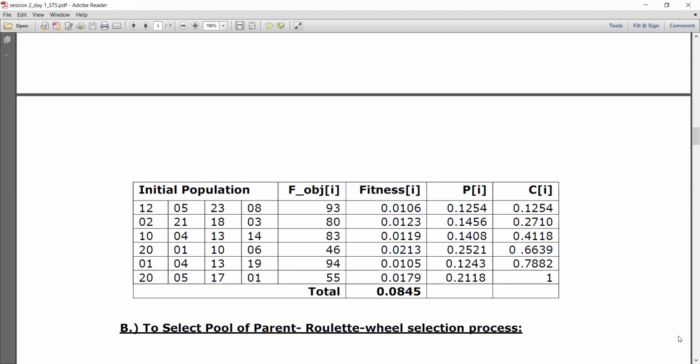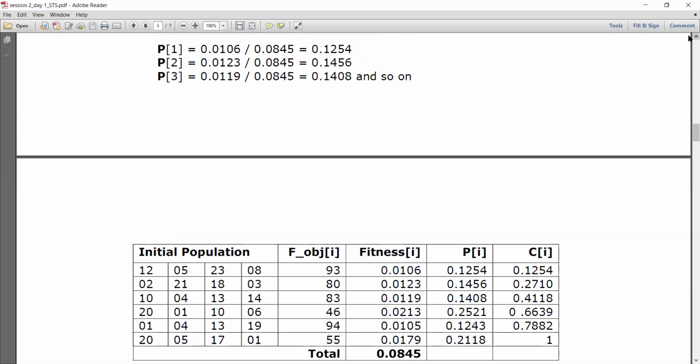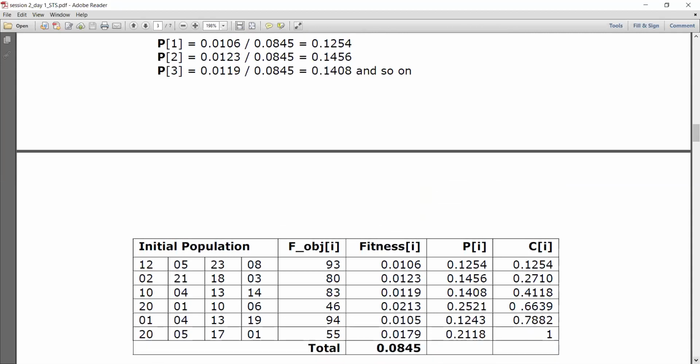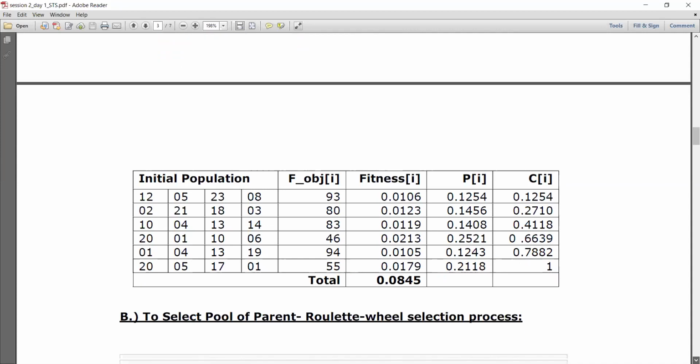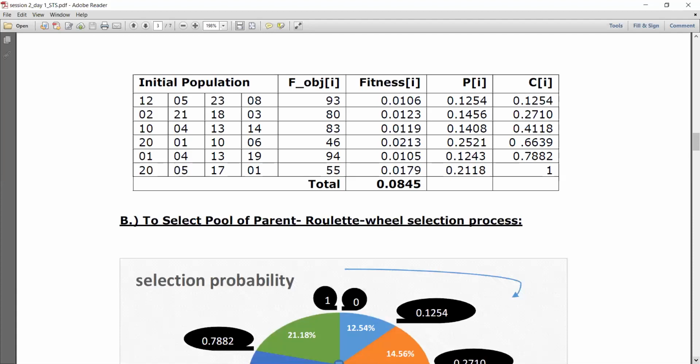Okay. So now next is finding out the selection probability. In the selection process, we have two steps. First step is finding the selection probability. What is the probability of the particular chromosome to be selected as a parent? That is the next step. So yes, I have the objective function value, I have the fitness value done. Next is to know what is the probability for each individual to be selected as a parent. So now let us find the probability also.